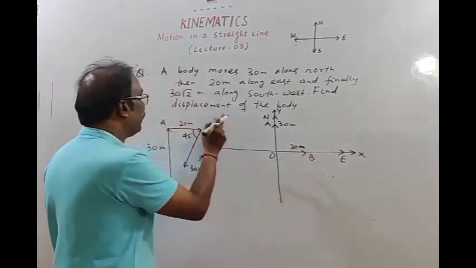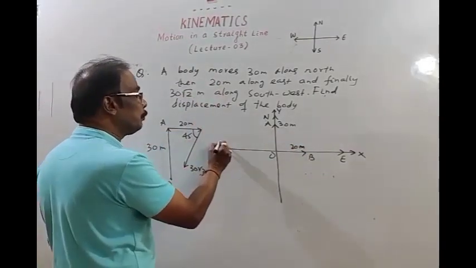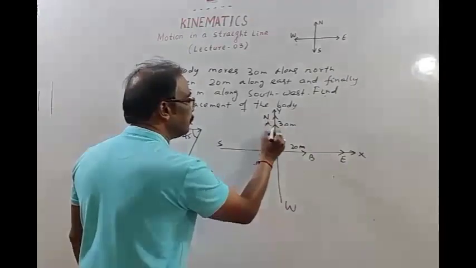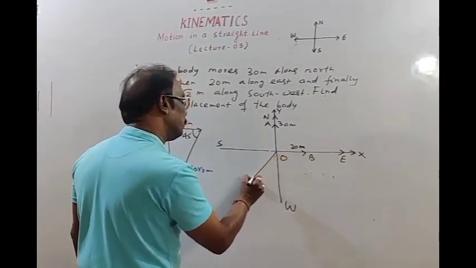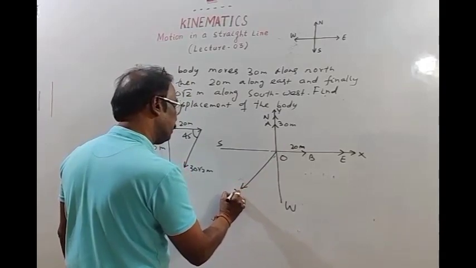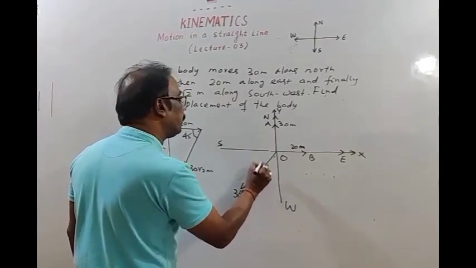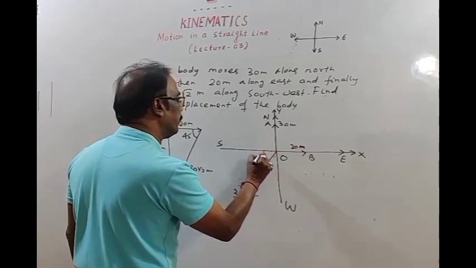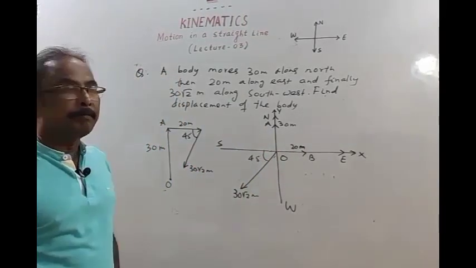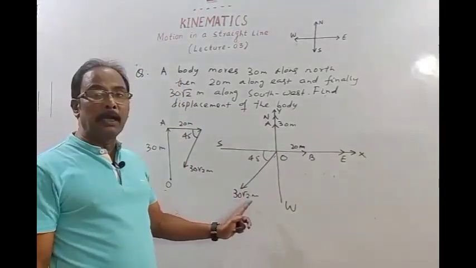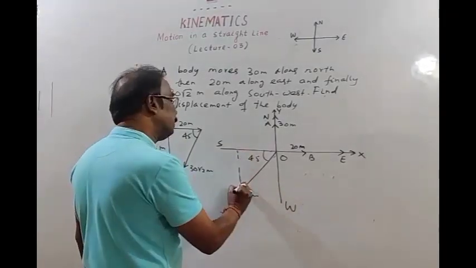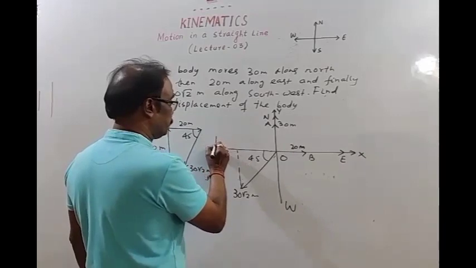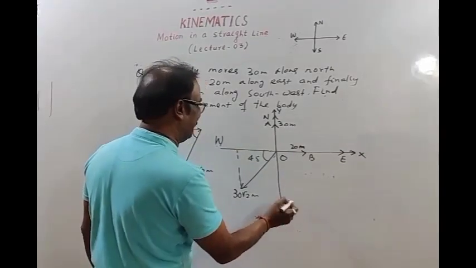And finally 30 root 2 meter along southwest. This is south, this is west. Let's represent 30 root 2 meter. Let's take this angle 45 degree. We'll use the method of vector resolution, resolving 30 root 2 meter into its two rectangular components, along west and along south.